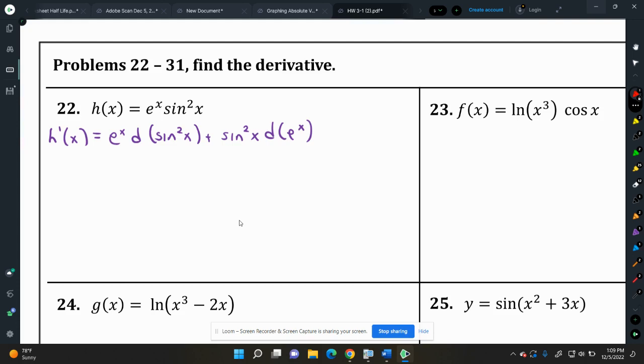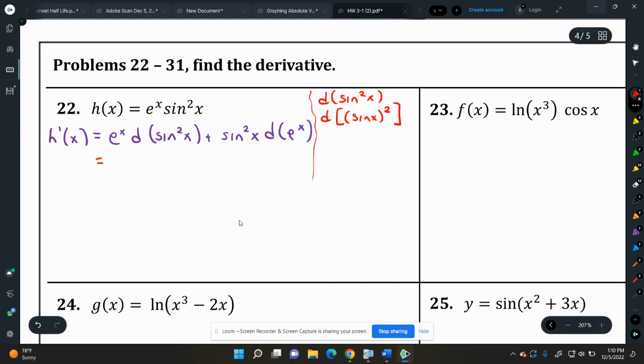Could you change sine 2x to sine squared x? Yes, let's do that. I'm going to work over here to find the derivative of sine squared x, because I find that sometimes it's easier to just work with it separately. So we're looking at the derivative of sine x squared, like that. That makes so much more sense to look at it like that, doesn't it?